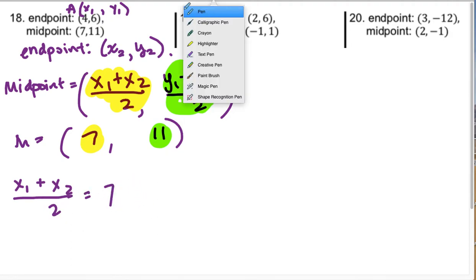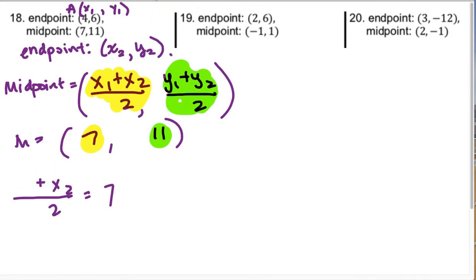Now what do I know? I know that x sub 1 is equivalent to 4. So I'm going to write that in place of x sub 1. Now I can solve for x sub 2 by getting rid of the 4 and getting rid of the 2. I have to get rid of the 2 first because everything is being divided by 2. So I'm going to multiply both sides by 2. That gets rid of the 2 in the denominator.